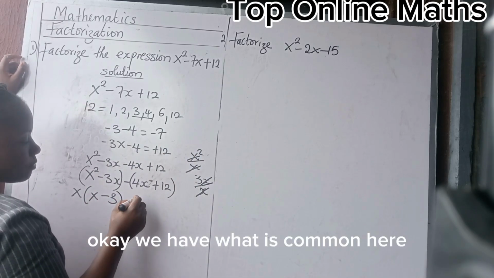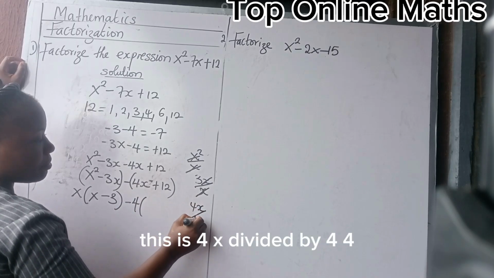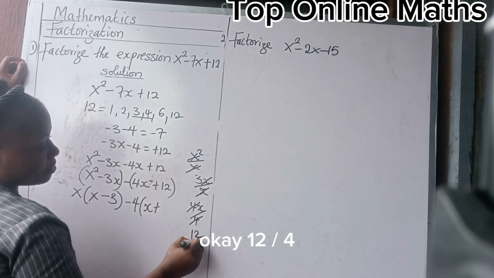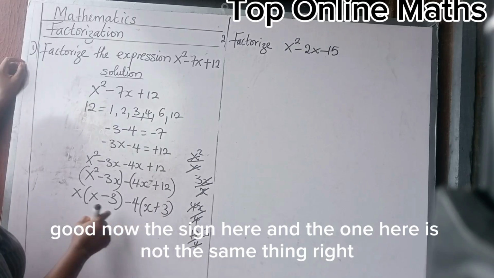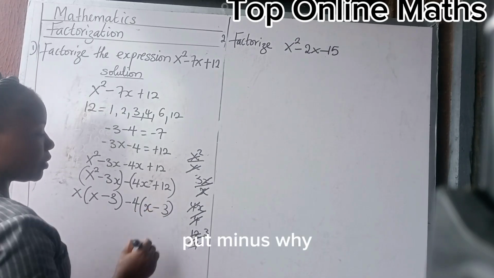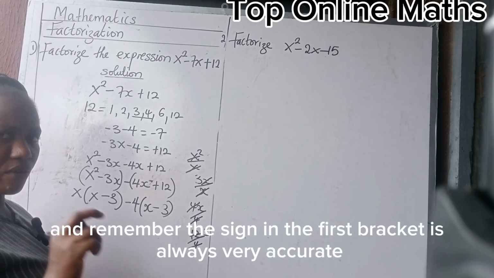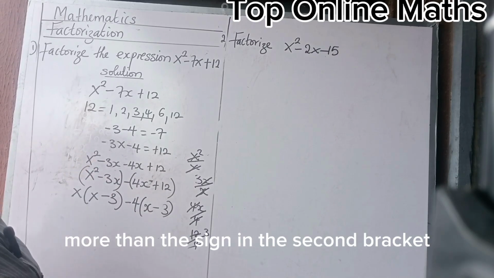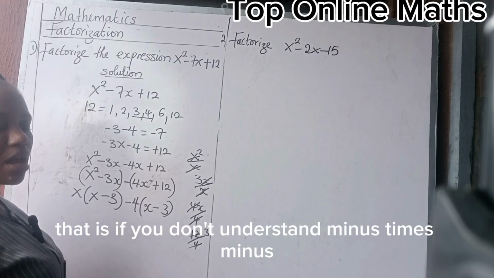Good. Okay, what is common here? 4. This is 4x divided by 4. 4 will cancel 4, leaving x here. Okay, 12 divided by 4, we have 3, right? Good. Now, the sign here and the one here is not the same, right? Change this one. Put minus. Why? Because minus times minus is plus. And remember, the sign in the first bracket is always very accurate, more than the sign in the second bracket. That is if you don't understand minus times minus.